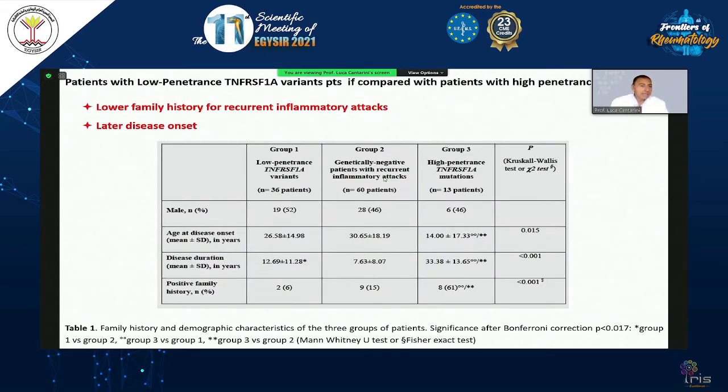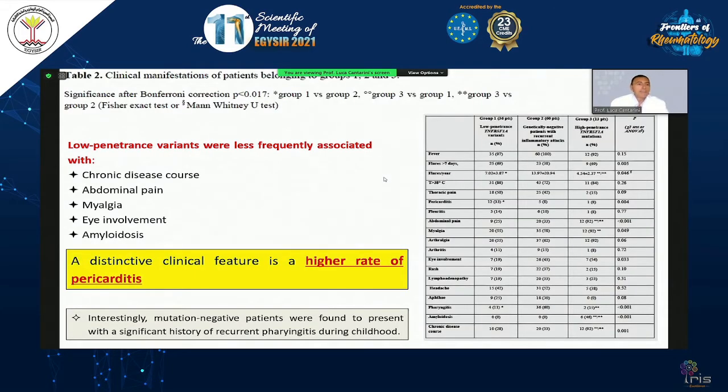Briefly, our study results. We reported that patients carrying low penetrance mutations in the gene responsible for TRAPS, if compared with patients with high penetrance mutations, usually display a lower family history for recurrent inflammatory attacks and a later disease onset. Patients carrying low penetrance variants in the gene responsible for TRAPS were less frequently associated with the most peculiar TRAPS clinical manifestation.